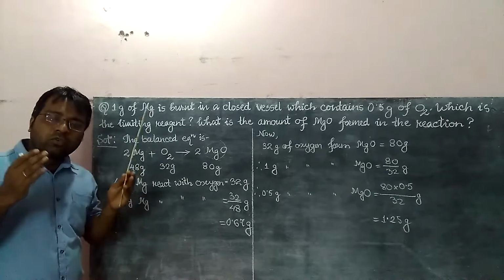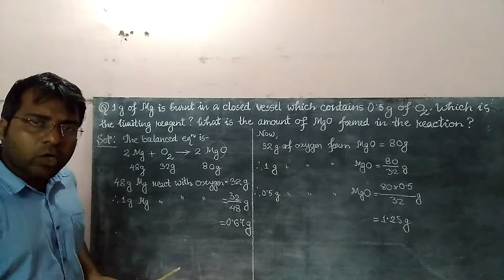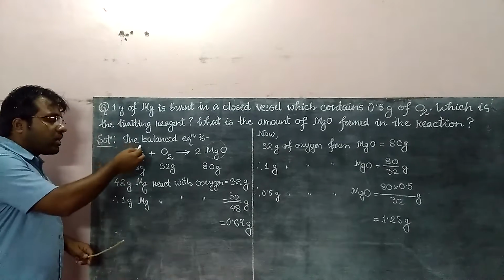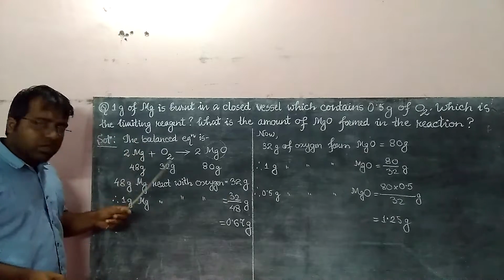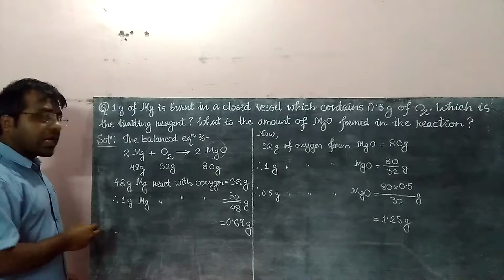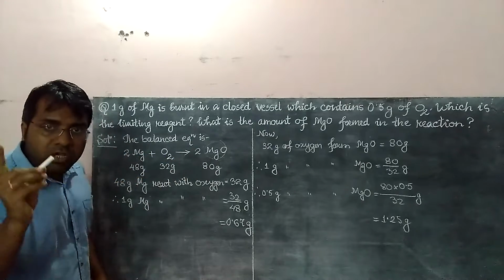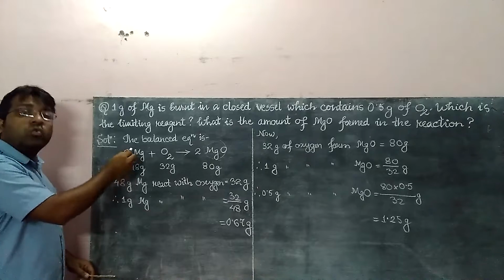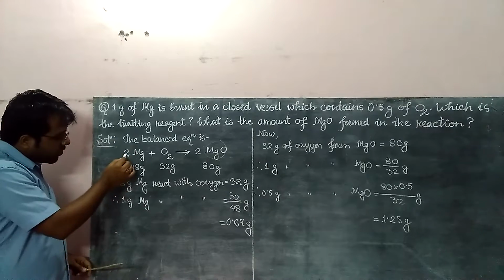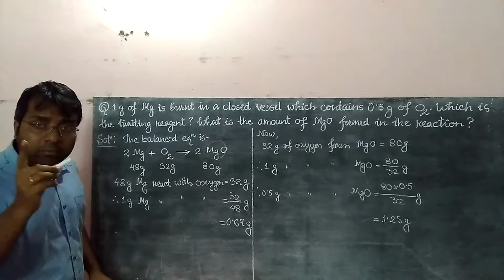So what we need to do at first is write down the skeletal equation. As you can see, I have already written the balanced equation here, but at first we need to write the skeletal equation. The skeletal equation is Mg plus O2 gives us MgO. After that you need to balance it. So after balancing you can write 2Mg plus O2 gives us 2MgO.